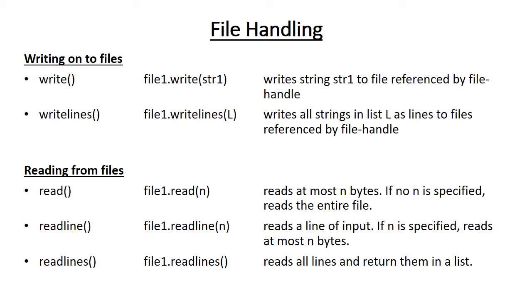Reading from files, read. file1.read(n) reads at most n bytes; if no n is specified, that means if nothing is specified within that bracket, it reads the entire file. Readline, file1.readline(n) reads a line of input. If n is specified, it reads at most n bytes. Readlines, f1.readlines() reads all lines and returns them in a list.